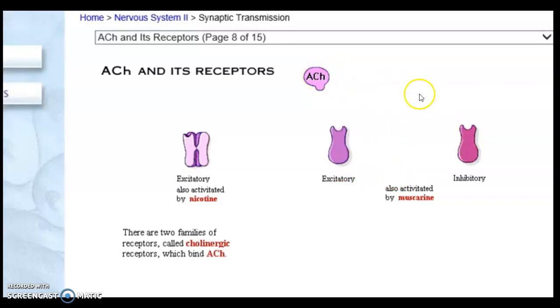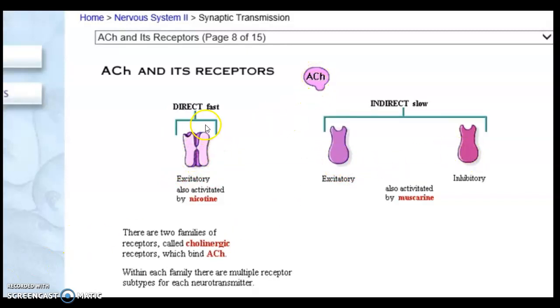Same thing here. If it bound to this, it would set off a series of reactions, usually using something called G proteins and other enzymes before it would open or close a channel. So again, this would be direct. These two would be indirect. This one would be excitatory. This would be excitatory. This would be inhibitory. Again, you see direct and fast, meaning that it bonds to basically the area that opens up and allows ions to flow through. Indirect or slow means it bonds to this, but it's a series of reactions before an ion channel would open up.